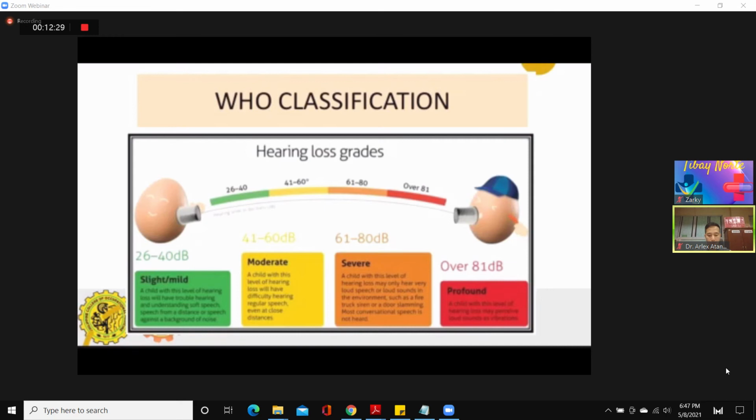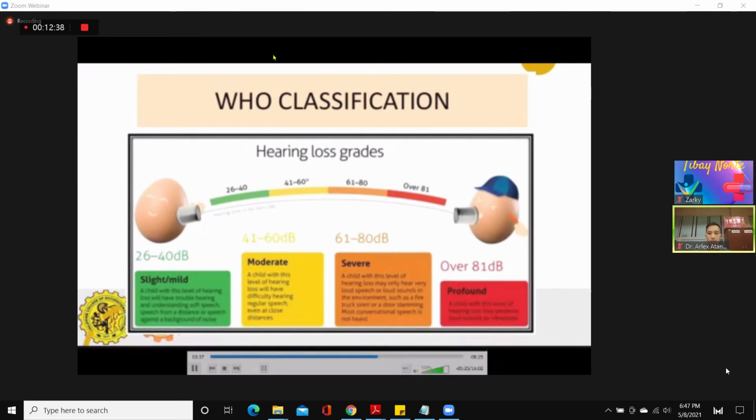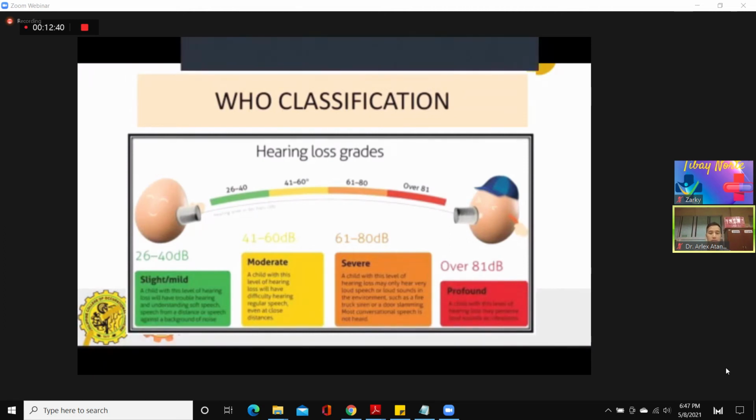The more common range used is by the WHO, which classifies 25 decibels and below as normal, 26 to 40 decibels as mild hearing loss, 41 to 60 as moderate hearing loss, 61 to 80 as severe hearing loss, and over 81 decibels as profound hearing loss.